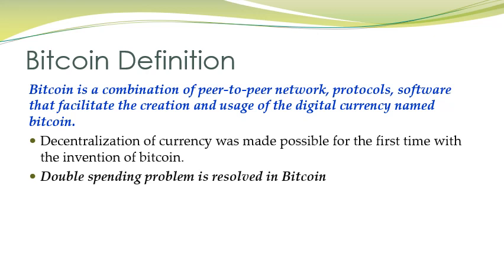The main feature of Bitcoin is that the double spending problem is resolved in Bitcoin. We cannot spend the same currency, the same amount, twice in the Bitcoin network. That security is available in Bitcoin, which avoids the double spending problem.